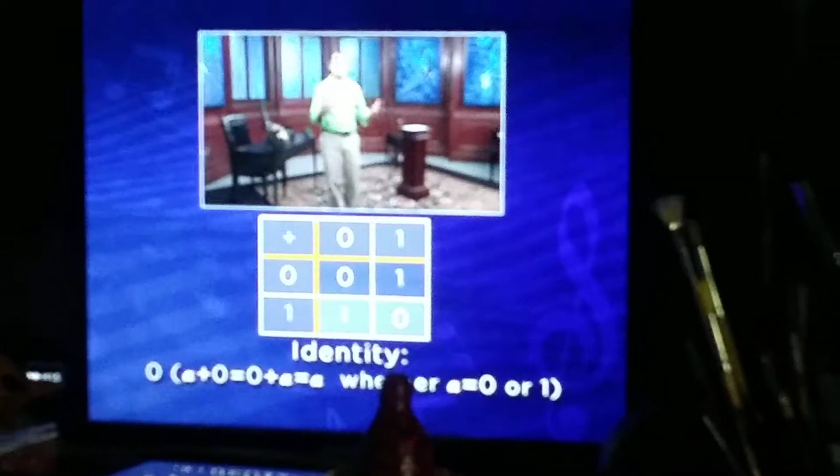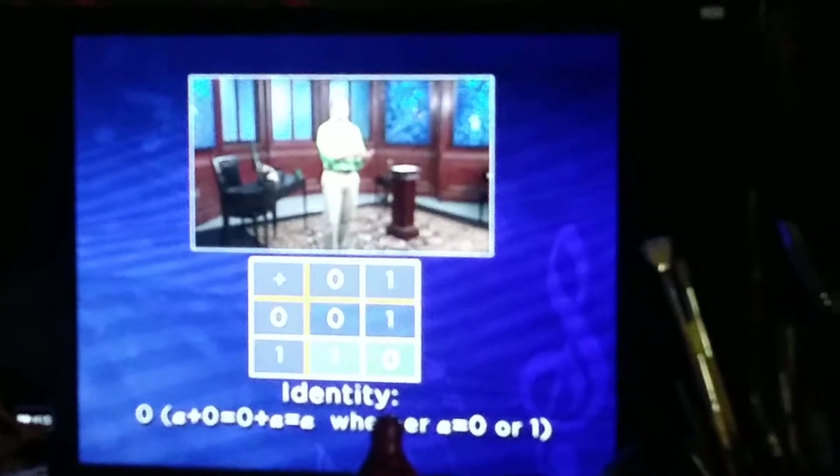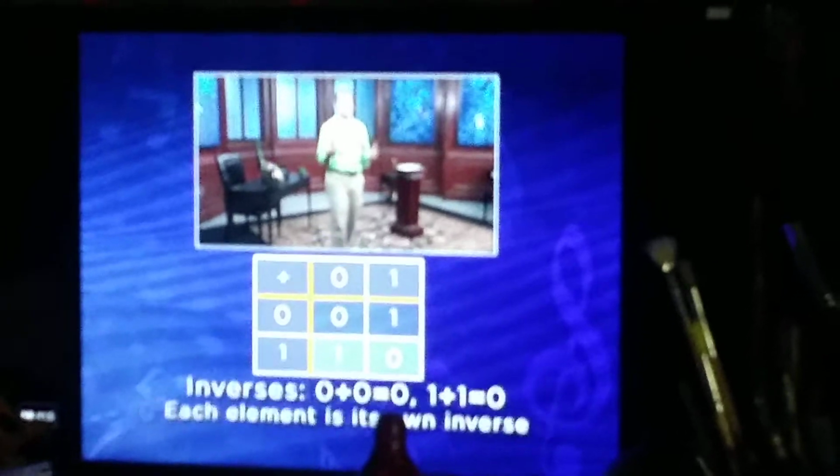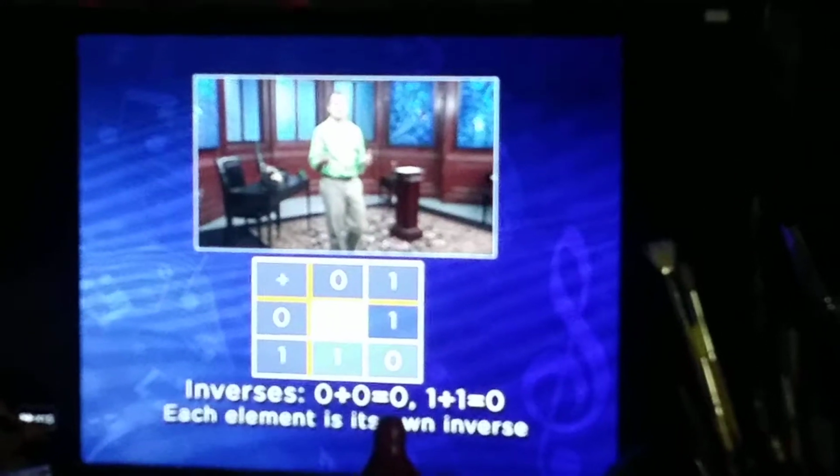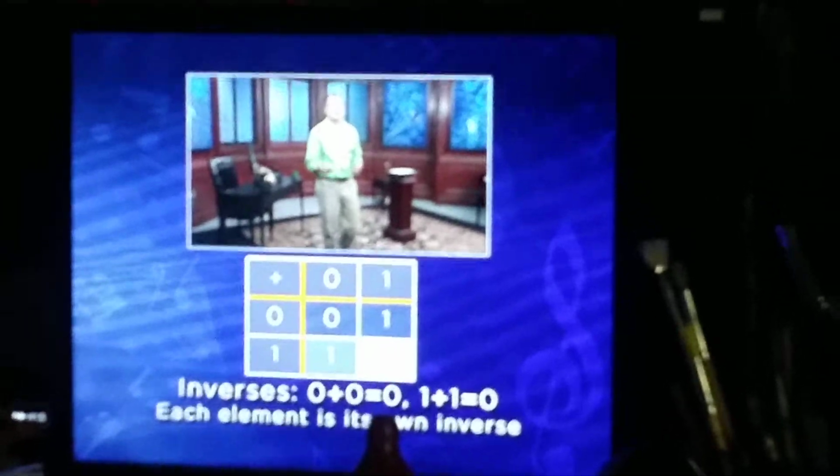Now in this particular group, the identity is 0. If you take anything and add 0, you're going to get that thing back again. And again, each one of these elements is its own inverse. 0 plus 0 is the identity, 0. And 1 plus 1 is also the identity, 0.